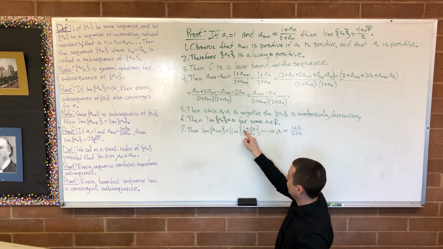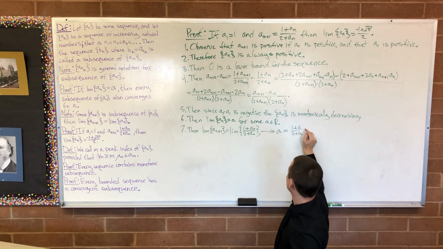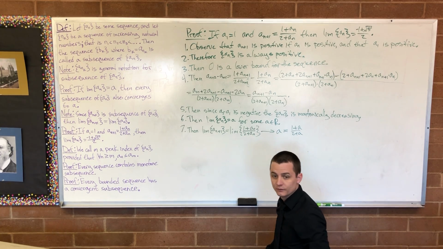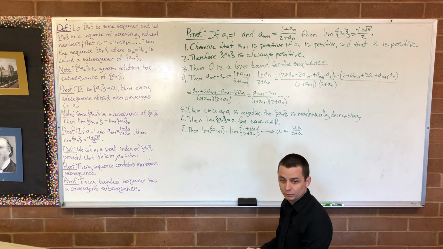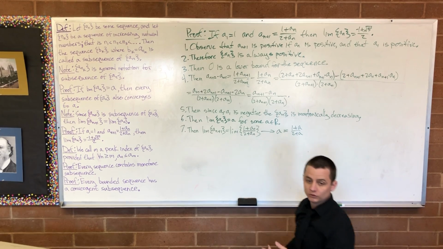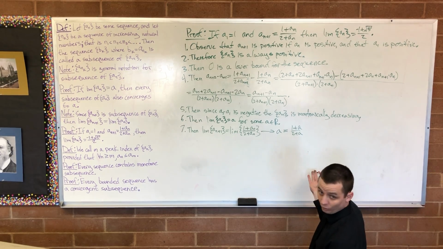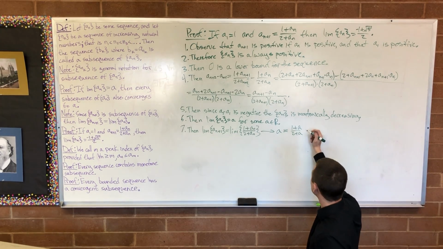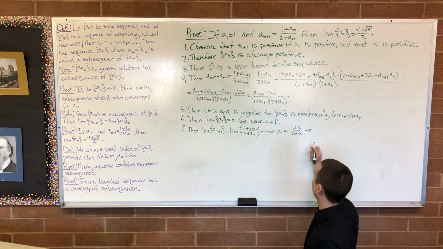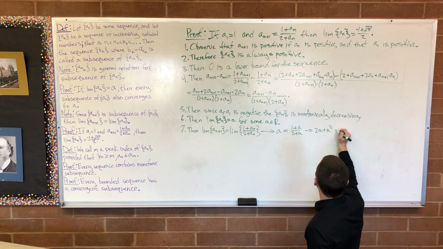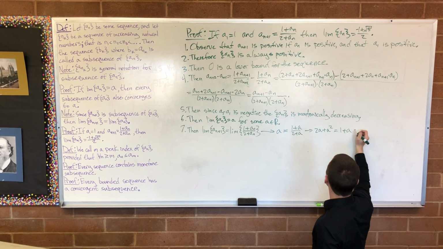So what's the limit of 1? Just 1. What's the limit of a sub n? A. What's the limit of 2? 2. What's the limit of a sub n? A. Okay. And then the left-hand side should be more obvious, right? So we good? And now we have one equation, one unknown, just simple algebra now, right? Multiply both sides by 2 plus a, what do we get? 2a plus a squared is equal to 1 plus a.